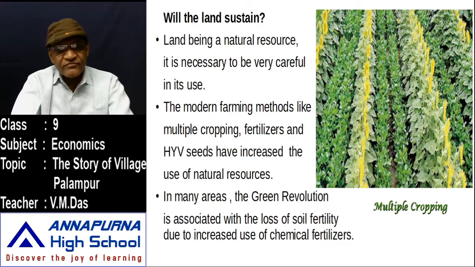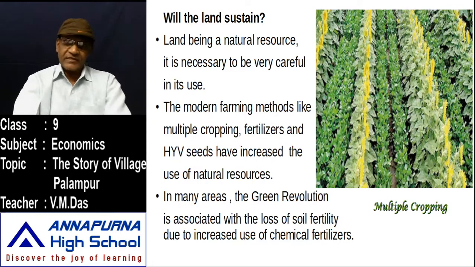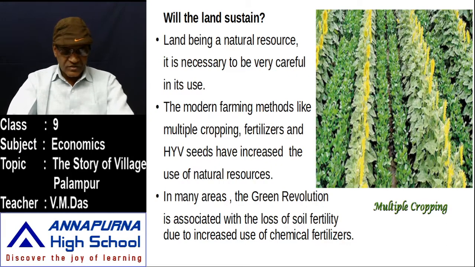So we lose soil fertility when we use excessive chemical fertilizers in the fields. This happened in the village of Palampur also. So the green revolution is associated with the loss of soil fertility due to increased use of chemical fertilizers.